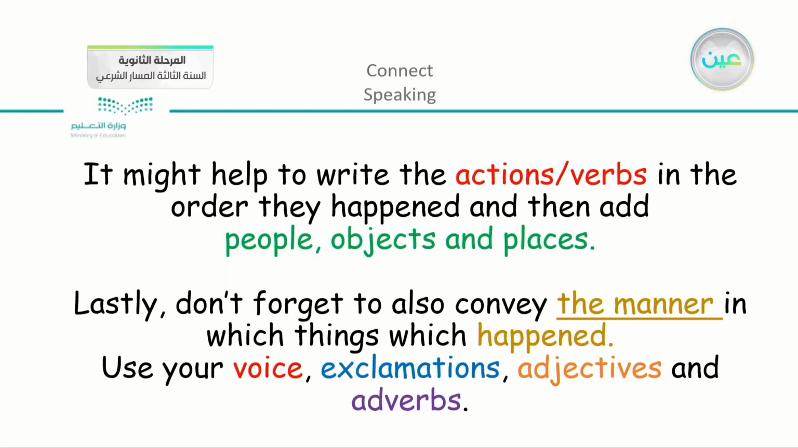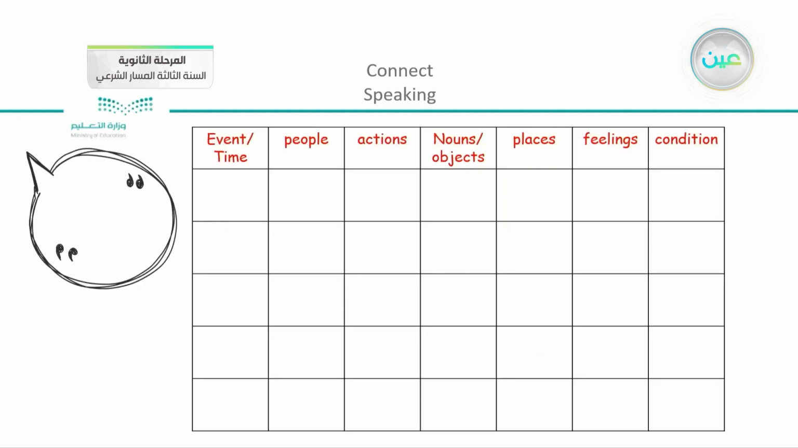It might help you to write the actions or the verbs in the order they happened, and then add people, objects, and places. Lastly, don't forget to also convey the manner in which things happened. Use your voice, exclamations, adjectives, and adverbs. So here, it may be easier just to look in your book. You can find that there is this table.